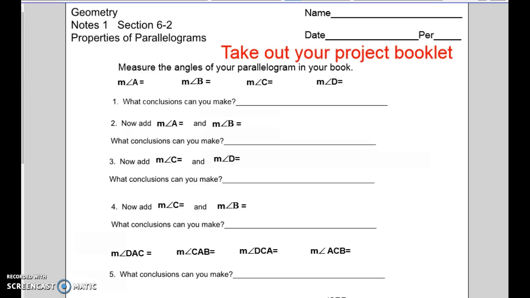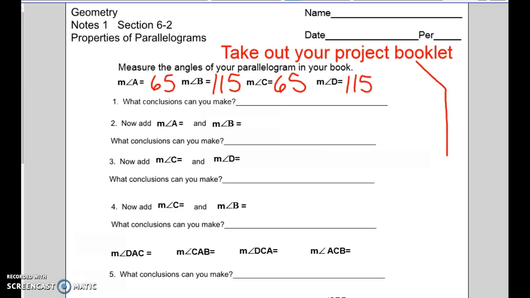Remind me from yesterday, what did we get for the measure of angle A? Angle A was 65. Very good. What did we get for the measure of angle B? 115. Angle C? 65. And angle D?